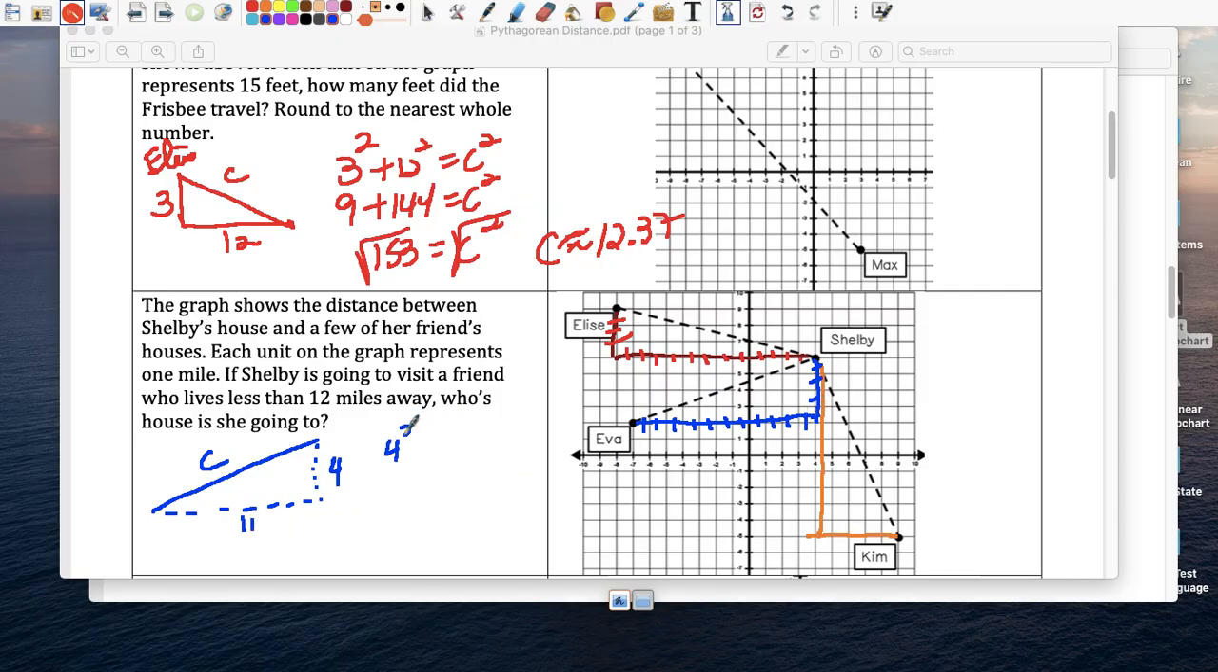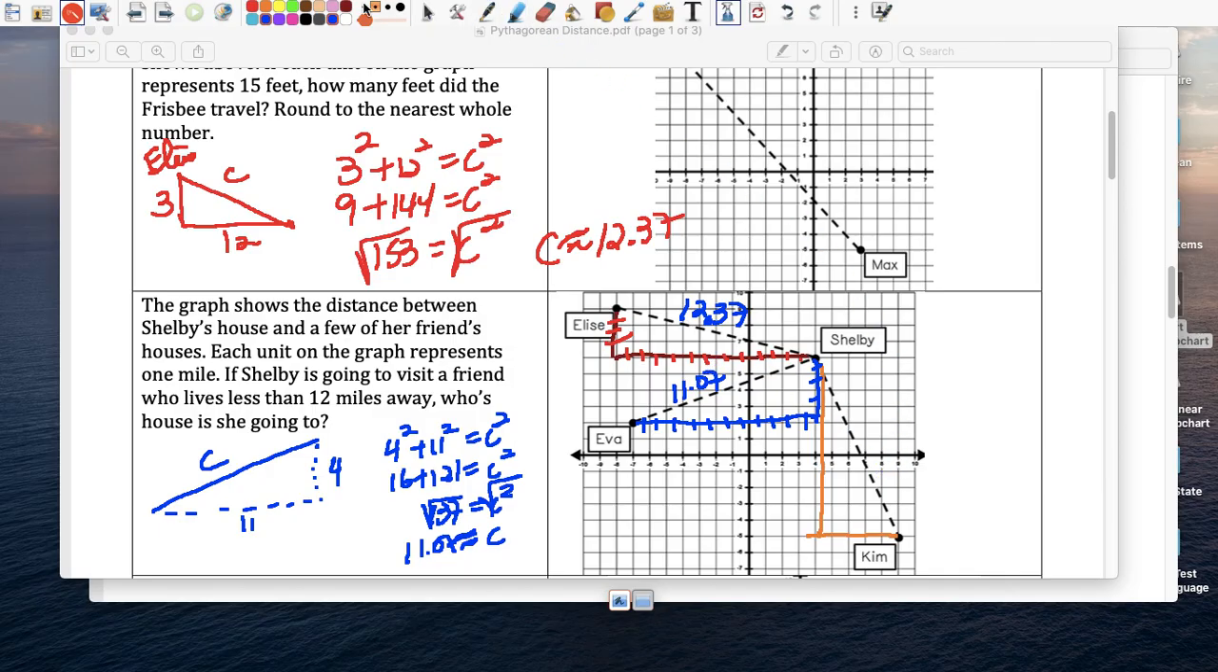So 4 squared plus 11 squared equals c squared. 16 plus 121 equals c squared. So 121 plus 16 is 137. We're going to take the square root of both sides. And we get that c is approximately 11.7. So she qualifies for a visit. So Ava here, it's 11.7, and this one was 12.37. So she's not going to visit Elise. She's going to visit Ava.